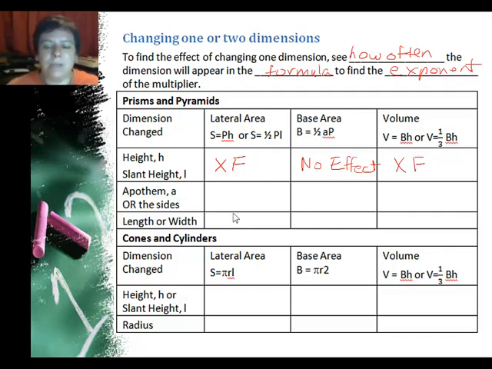Now, apothem is a different creature. Apothem will actually change the perimeter, because if I double the apothem for, say, a regular hexagon, then all the other sides will have to be doubled. If I double all the sides, that doubles the perimeter. So for an apothem, it will affect the perimeter.